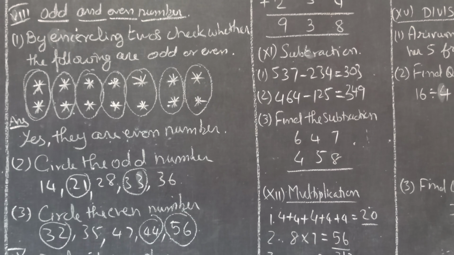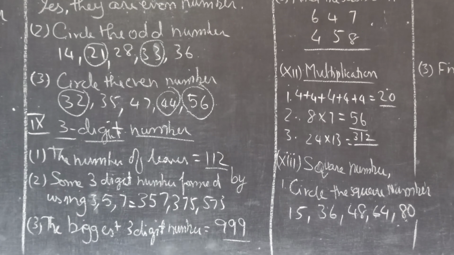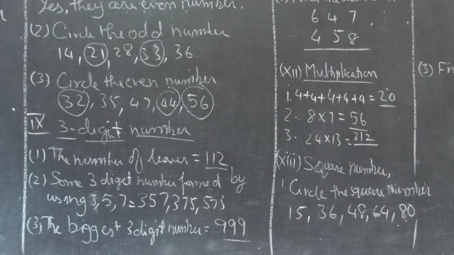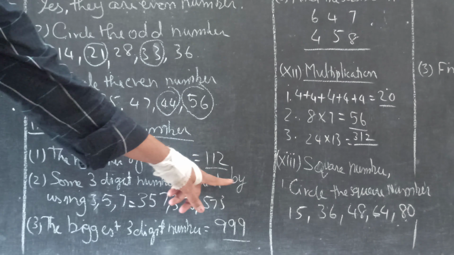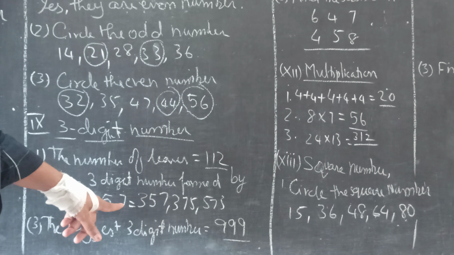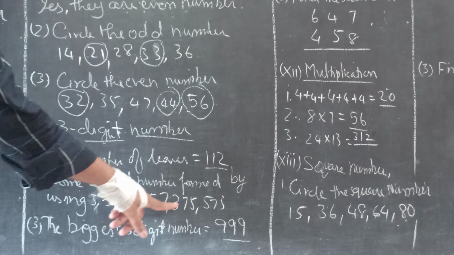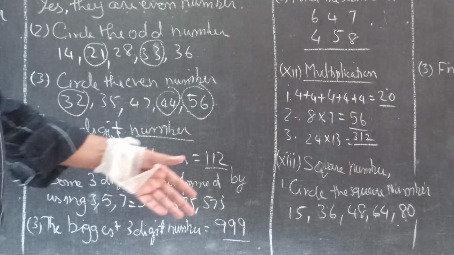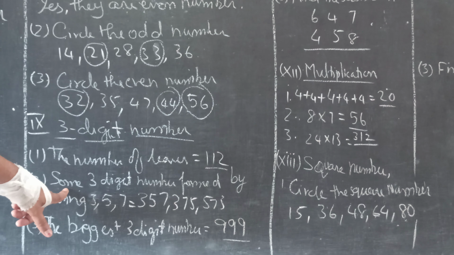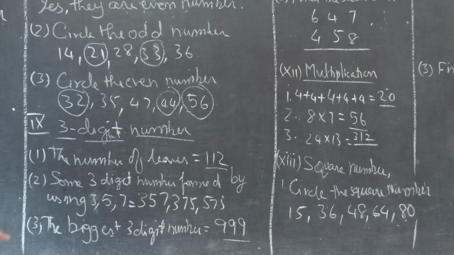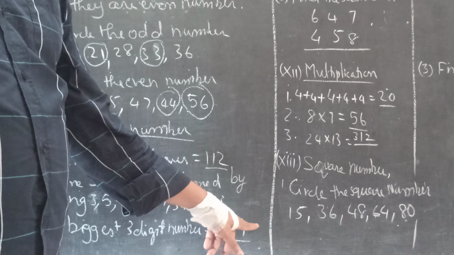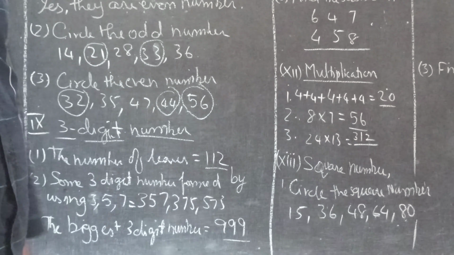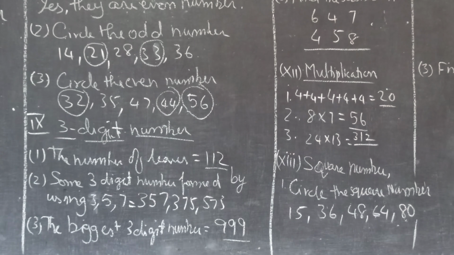Next, we are coming to the part 9. In part 9 we are given 3-digit number, the number of leaves. So there are leaves given, those are 112. Some 3-digit number formed by using 3, 5 and 7. So you can write 357, 375, 573 and we can write more number, but they have written some. So any 3 number we write, that is enough. The biggest 3-digit number is 999.